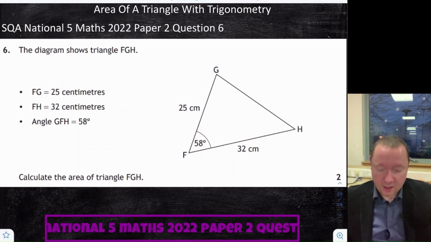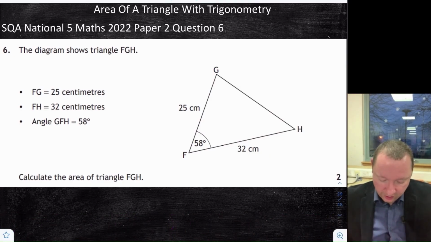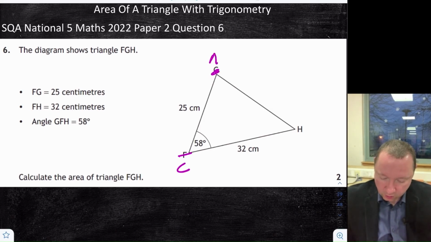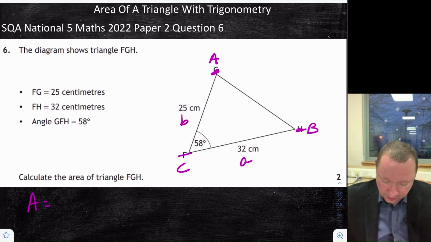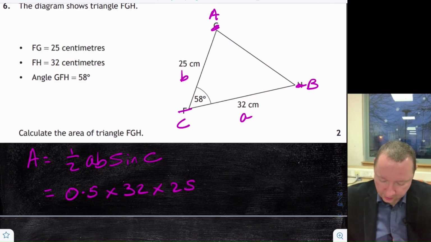SQA National 5 Maths 2022, Paper 2, Question 6 had this question. Calculate the area of this triangle. Again, it's exactly the same. There's my C, because that's the angle. So any other ones would be my A, opposite A, B, opposite B. Area is a half AB sine C. So that gives me 0.5 times 32 times 25 times the sine of 58 degrees.